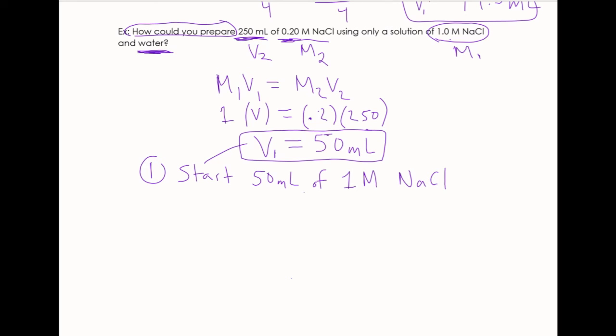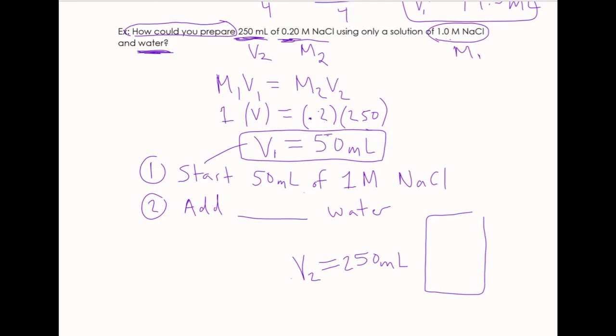Okay, and now for the second step, right, to make a dilution, you need to add some kind of water. So that is going to be the second step here, is going to be add in water. We don't know how much, so we're just going to leave that blank and fill it in later. Okay, so what do we know about volume 2? We know that it is 250 milliliters, and that comes from the original question there.